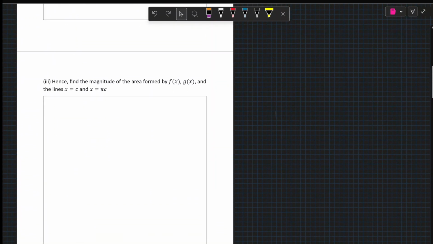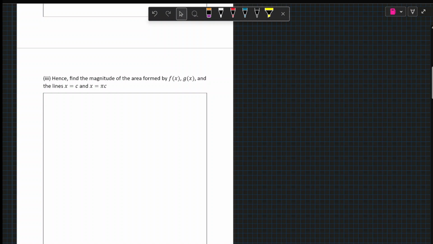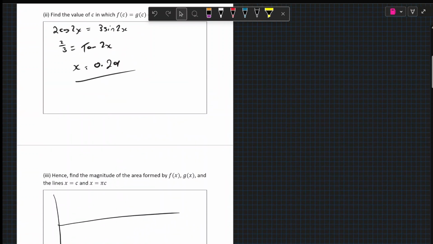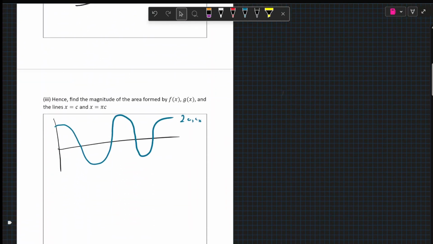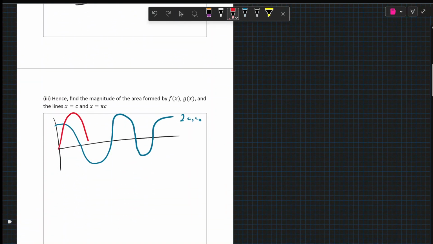Hence, find the magnitude of the area formed by f of x, g of x and the lines x equals c and x equals pi minus c. So we'll actually just do a little quick sketch of this. 2 cos 2x. Well, we know what cos looks like. Cos starts up and then goes down. So that's 2 cos 2x. 3 sine. Now sine will go steeper, and we'll go something like that. So this is where they intersect first.